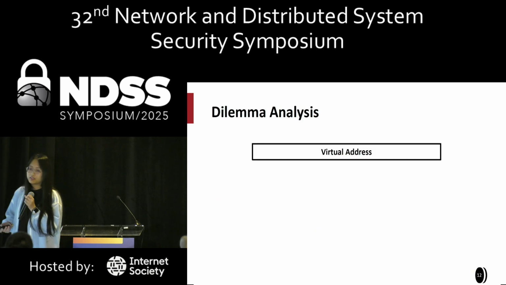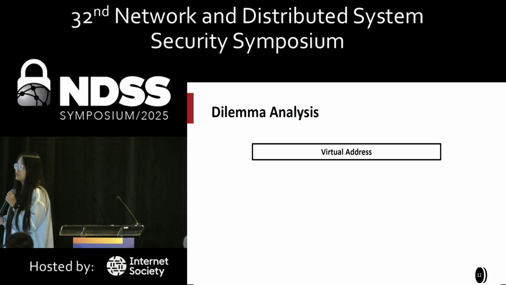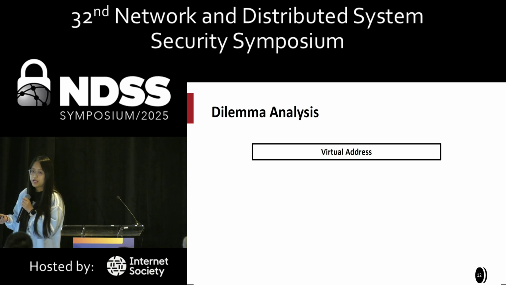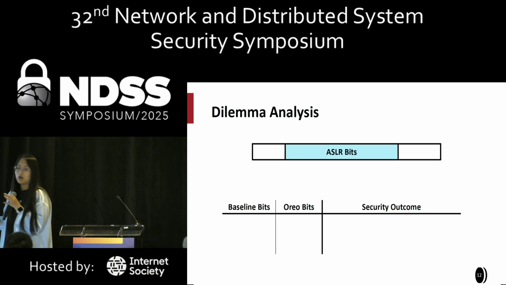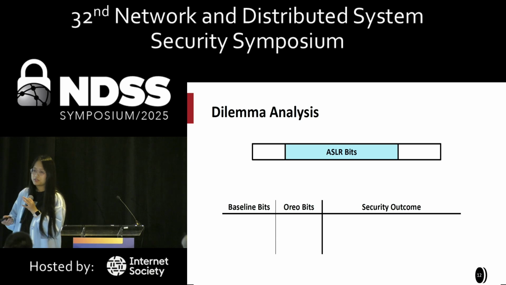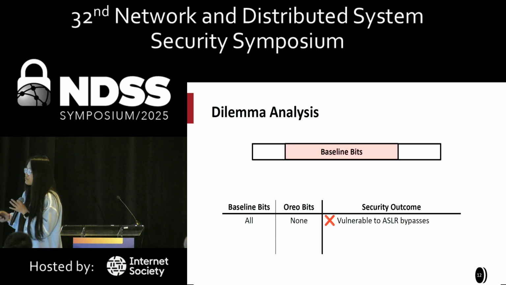Now let me dive into this dilemma to analyze the trade-off between protecting and not protecting these secret bits. Consider a virtual address with specific bits randomized by ASLR. We are going to analyze the pros and cons of protecting and not protecting these bits. We call the protected bits Oreo bits and the unprotected ones baseline bits. If we do not protect any of the randomized bits, the system has no resilience against ASLR bypasses. Therefore, it is vulnerable to code reuse attacks.